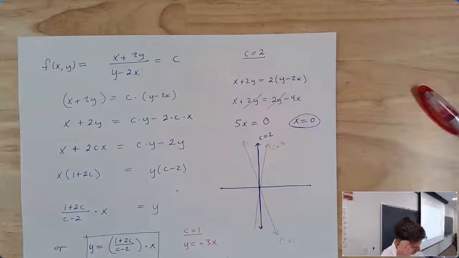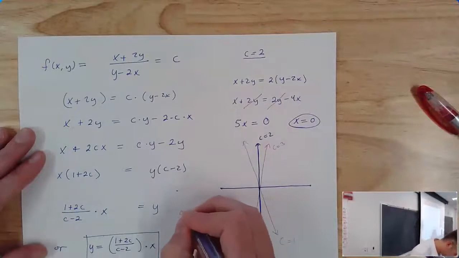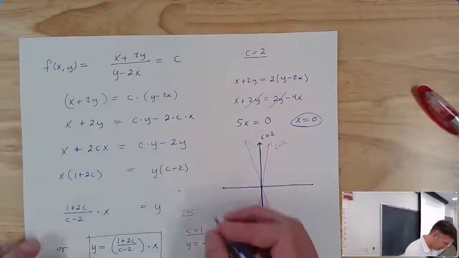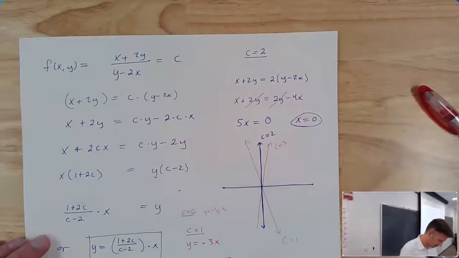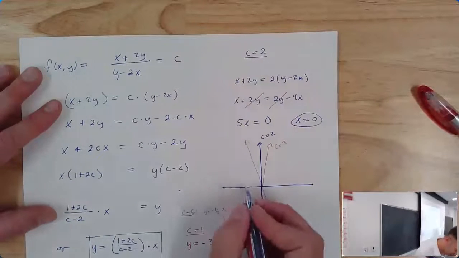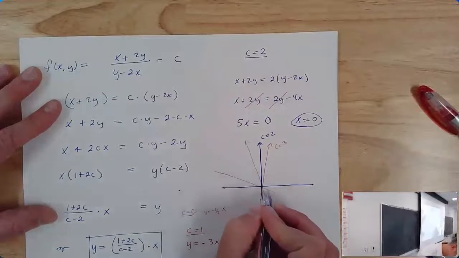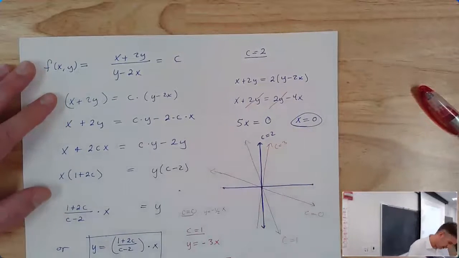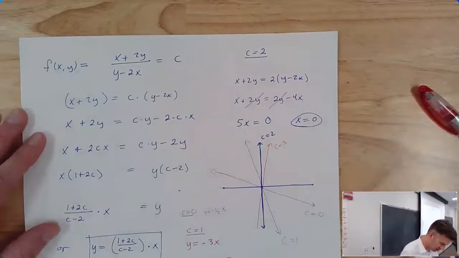I'm going to go a couple more. So let's do C equal to 0. If C equals 0, I'm going to get 1 plus 0 over negative 2. So I'm going to get y equals negative 1/2 x. So that's going to be a much less steep line. And I guess I could go C equal to 4, but that's going to be really big. Well, actually, no, maybe not.